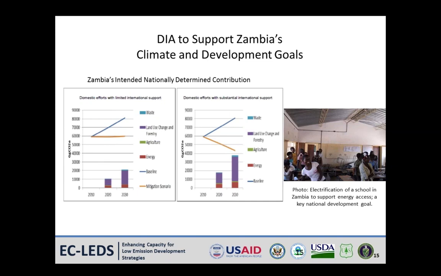This slide represents on the left side our determined contributions. We have a constrained scenario and a business as usual, and an internationally supported scenario. And then on the right side, there's a picture of some pupils that we photographed in a school which has been electrified by the Rural Electrification Authority.